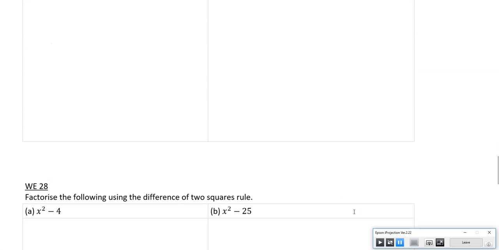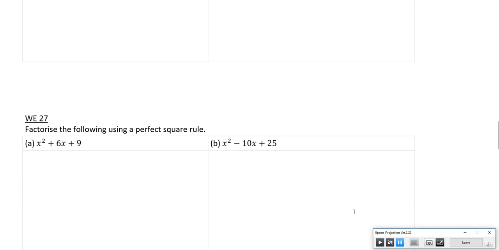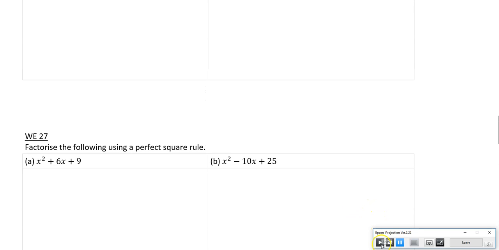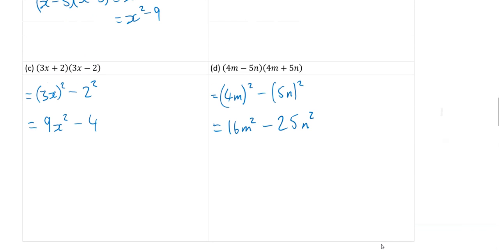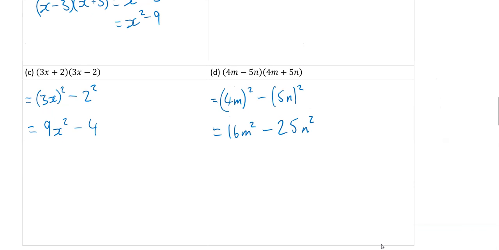Oh, okay. So now we've done expanding. Now we're going to do all the same thing in reverse with the factorizing. It is fun stuff. Well, I mean, factorizing is more fun than expanding anyway.